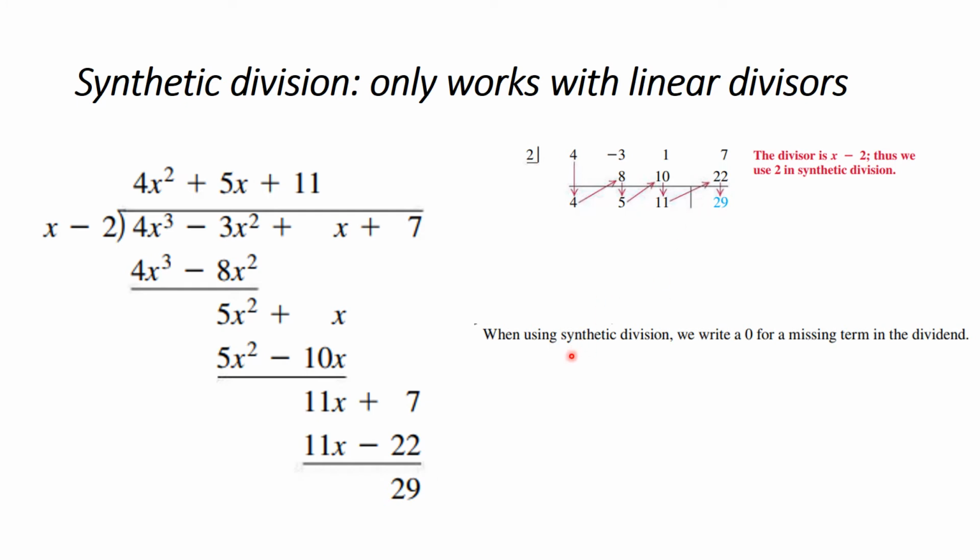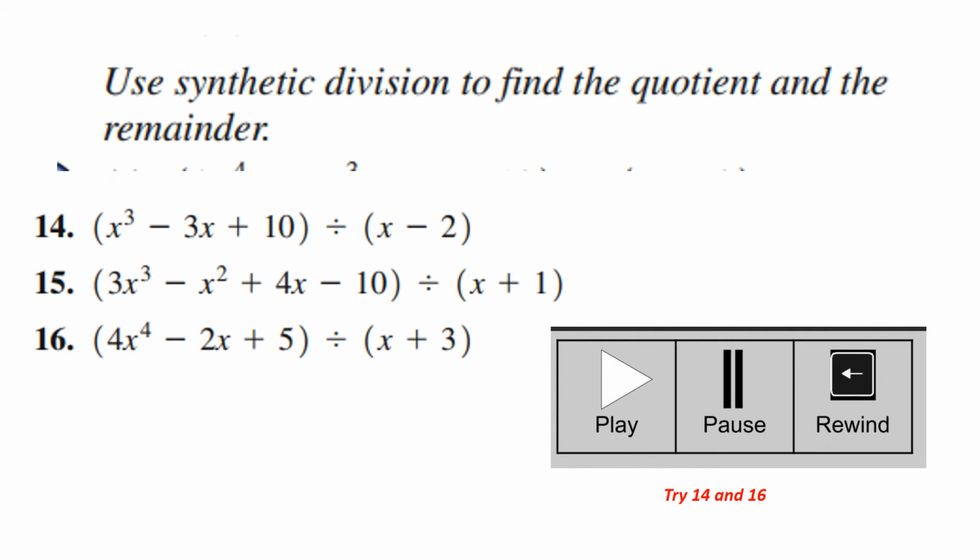It is also important for students to realize when you use synthetic division, you write a 0 for a missing term in the dividend, and we'll have examples of that later. But now I'm going to ask you to find the quotient and remainder for these problems, and let's just try in this case problem number 16. So pause, and I'll be back in a bit.